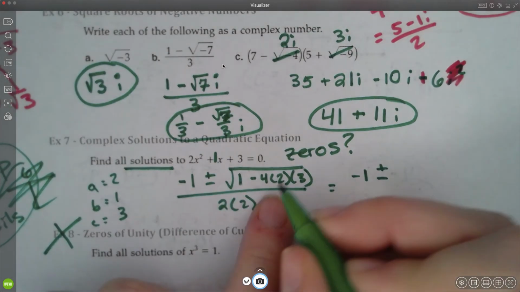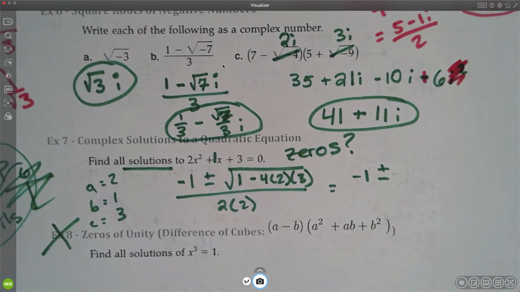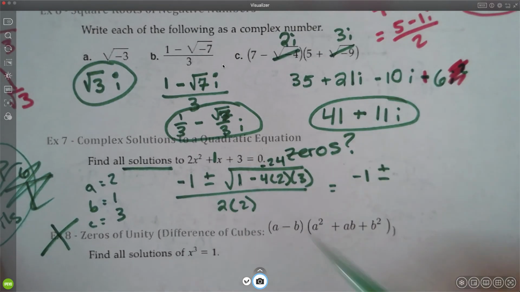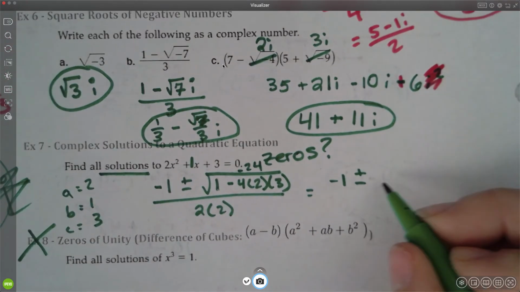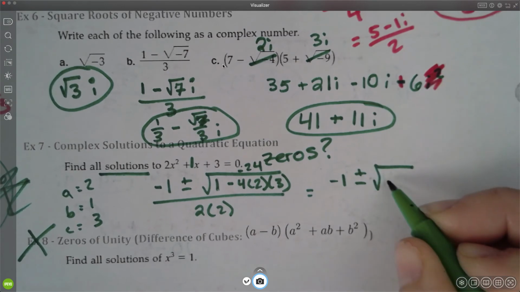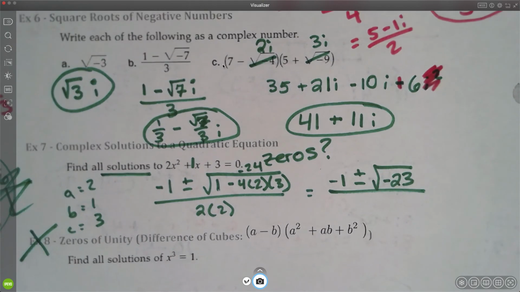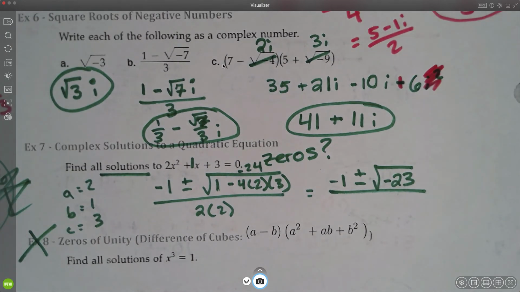I always simplify the next part next. What's negative 4 times 2 times 3? Negative 24. So, what do I do with the 1 and the negative 24? You add them together, really. 1 minus 24 is negative 23 this way. And then all over 4.